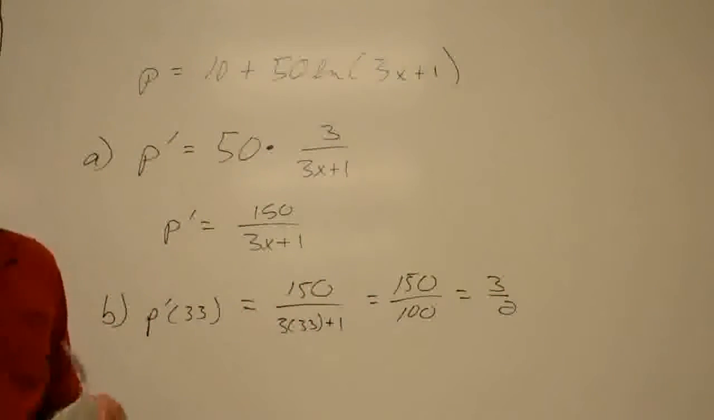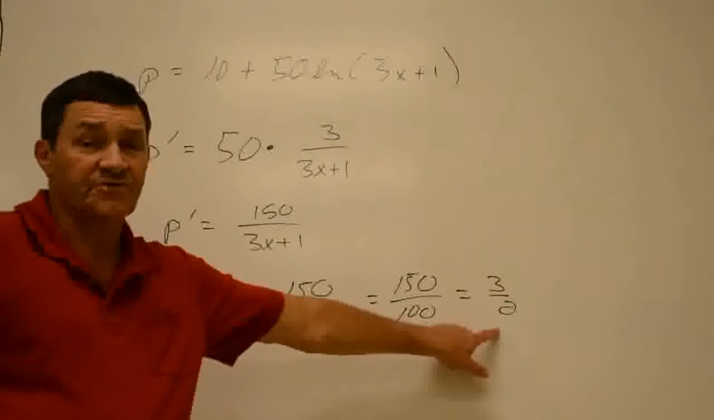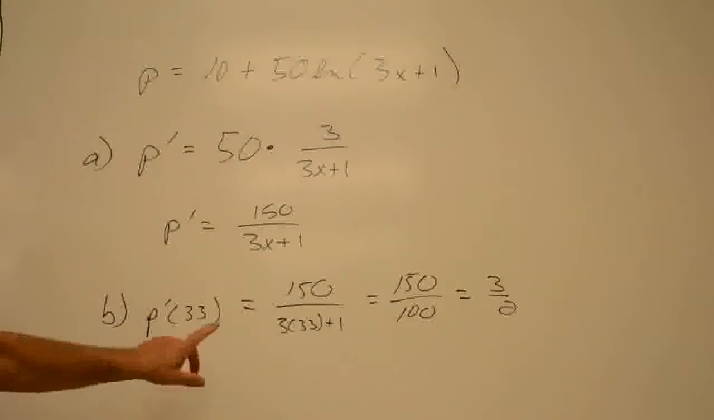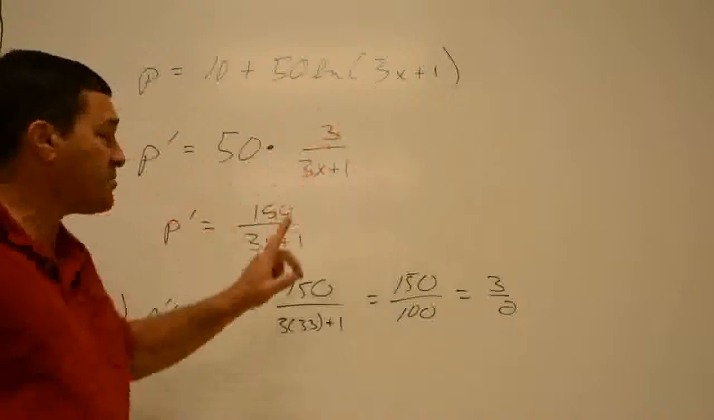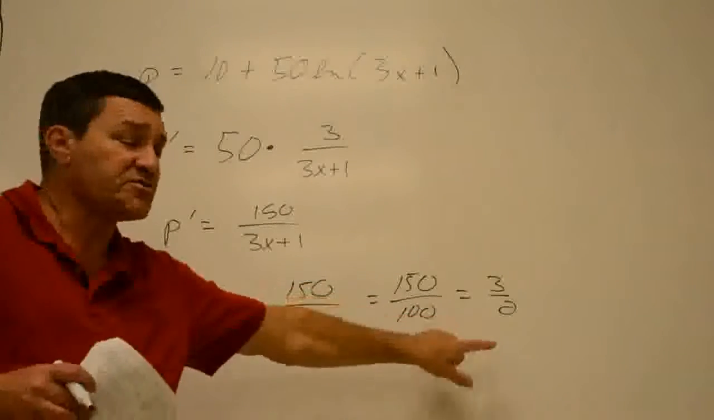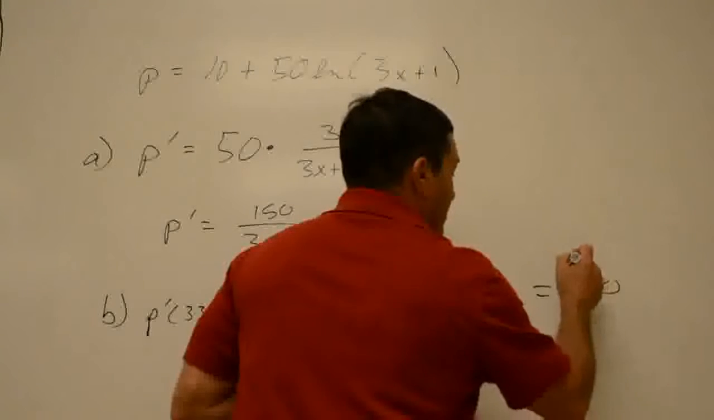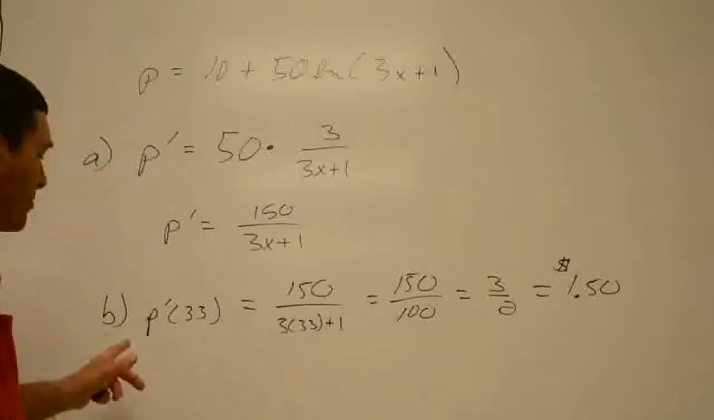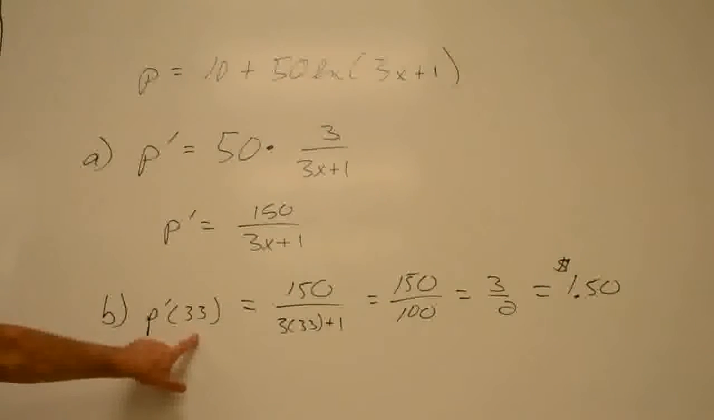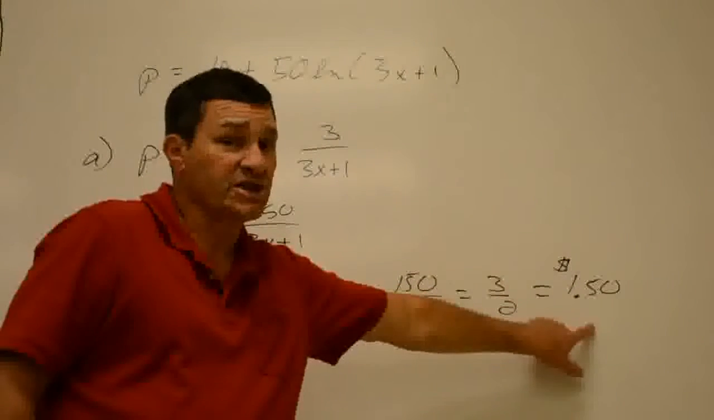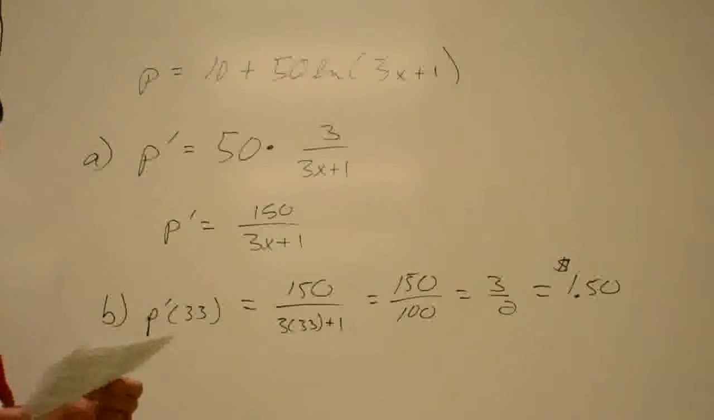Now, that's an exact answer. It's a fraction, but it's a price. P is the price, and P prime is going to be the rate of change of price. So write it as a decimal. It would be $1.50. So P prime of 33, the rate of change of price when 33 items are being produced, the rate of change is $1.50. And let's see if we're asked anything else.